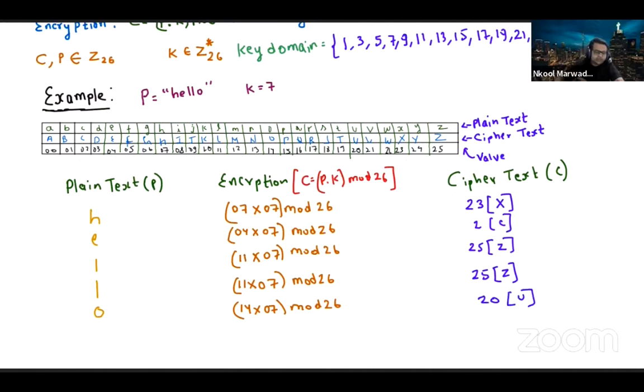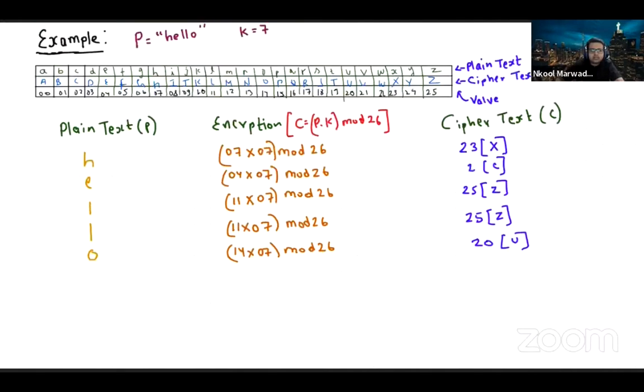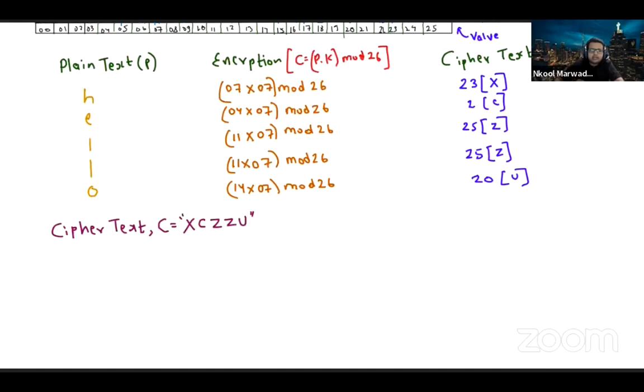So we got the ciphertext. After this operation, I can say that ciphertext C is equal to capital X, C, Z, Z, U. If hello is the plain text, this is the ciphertext for that. Now, in a similar manner, we can decrypt it. So let us decrypt also. In decryption, we will have the ciphertext with us.